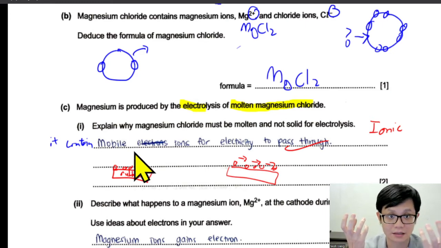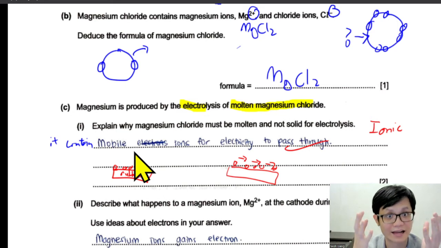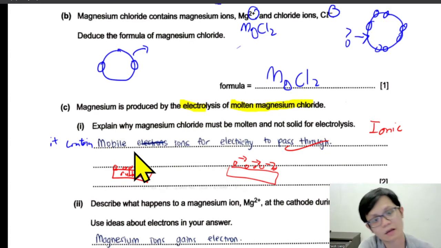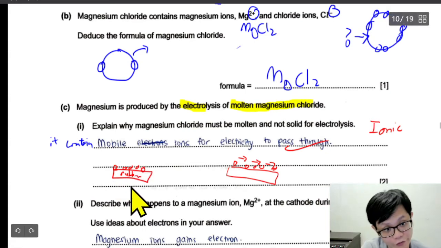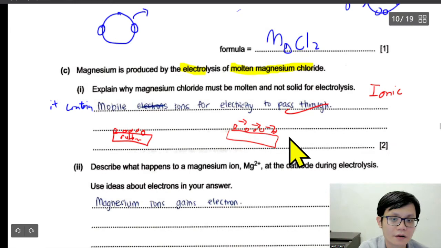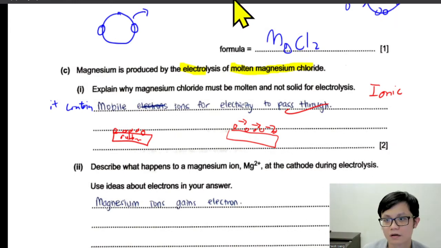Why rubber cannot conduct electric? Because it got no mobile ion. The ion is stuck there already. So you cannot conduct electric. Okay. So basically we have 3, right?